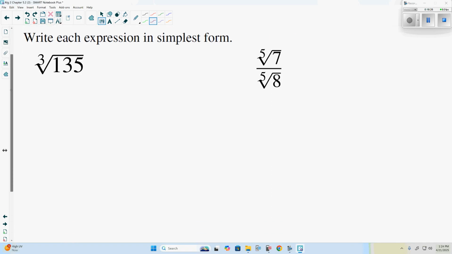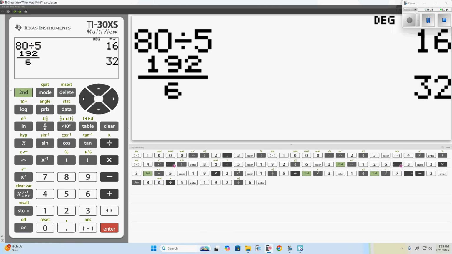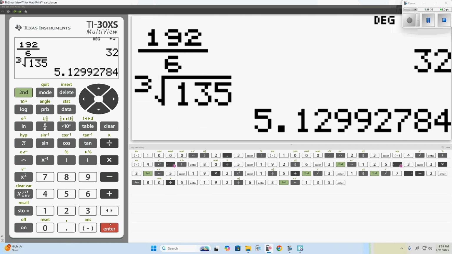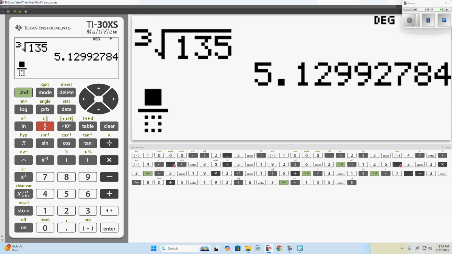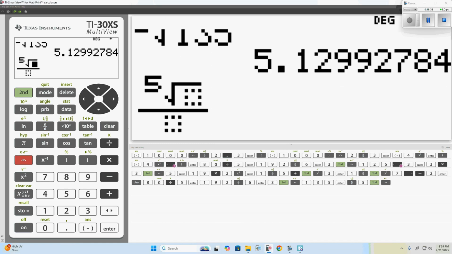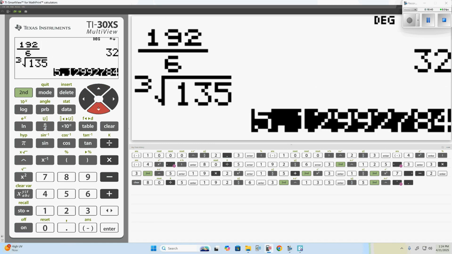Now when we look at these next two, the cubed root of 135. Cubed root of 135, it's going to give us a decimal. Unlike the last one, which was the fifth root of 192.